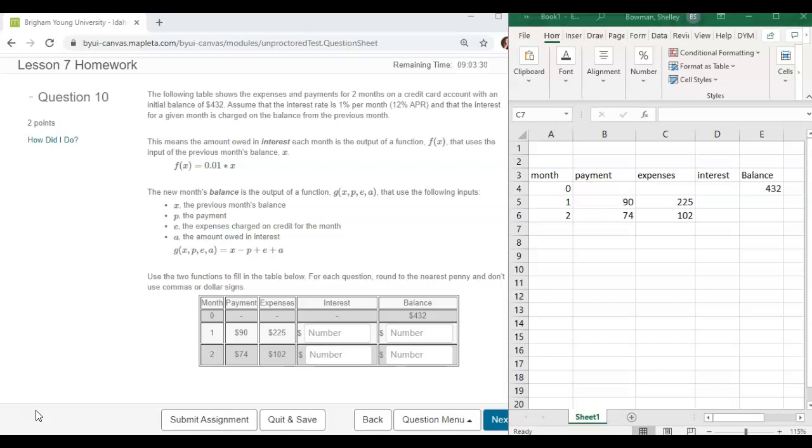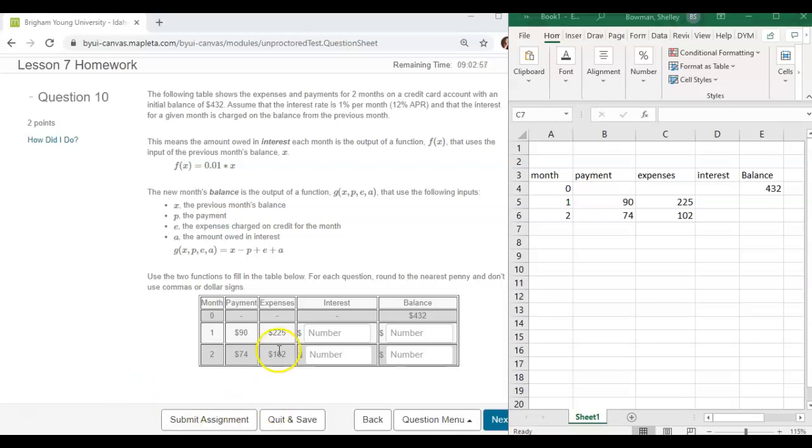The new month's balance is the output of the function g of x, p, e, and a that use the following inputs: x, the previous month's balance; p, the payment; e, the expenses charged on the credit card for the month; a, the amount owed in interest. The function g of x, p, e, a equals x minus p plus e plus a. Use the two functions to fill in the table below. For each question, round to the nearest penny and don't use commas or dollar signs.